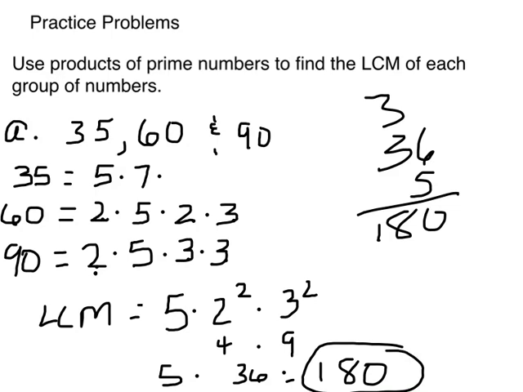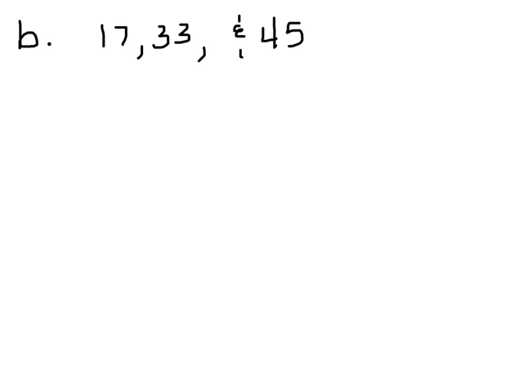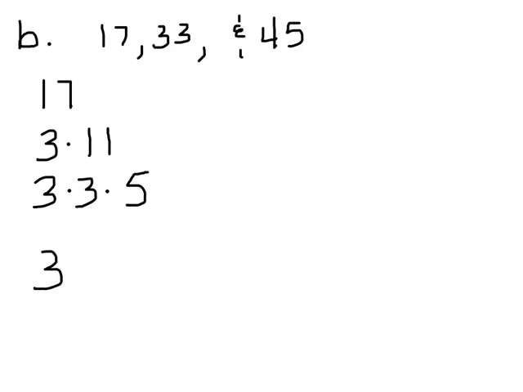Next page. Okay, we've got 17, 33, and 45. Well, 17 is a prime number in itself. 33 is 3 times 11, and 45 is 3 times 3 times 5. So when we're listing our numbers here, we're going to have 3 is the smallest, and it's used twice here. 3 squared times 5 times 11 times 17.